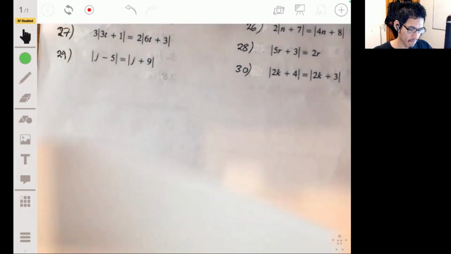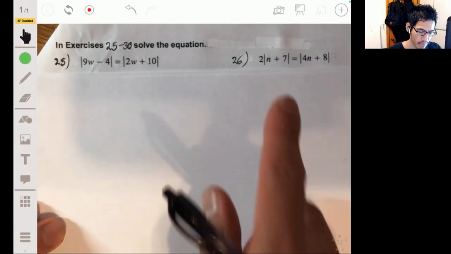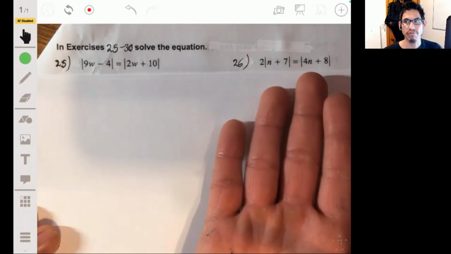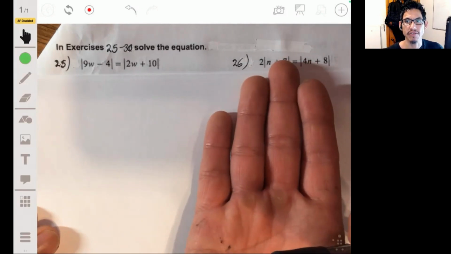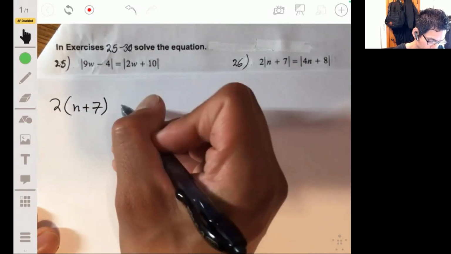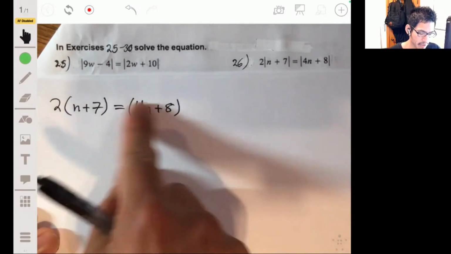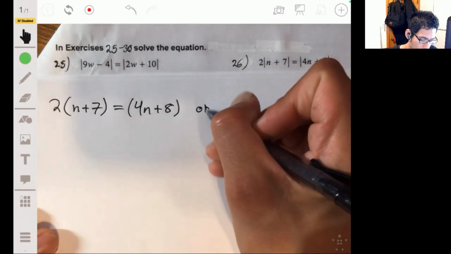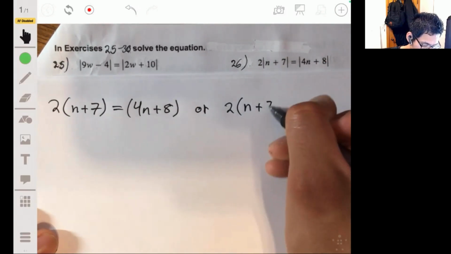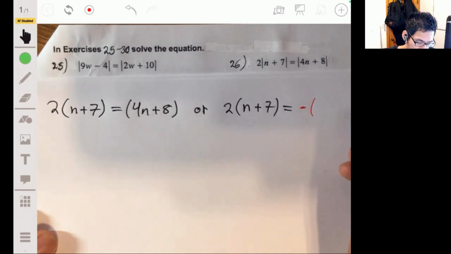Let's do another one. All right, number 26. What about if you've got something like this? Well, again, have one equation, pretty much the exact same thing, except replace the absolute value symbols with parentheses. We've got 2 times n plus 7 equals 4n plus 8. The parentheses are unnecessary here. And the other one, keep one side the same, except with parentheses, like that, equals, and one side make it multiplied by -1.